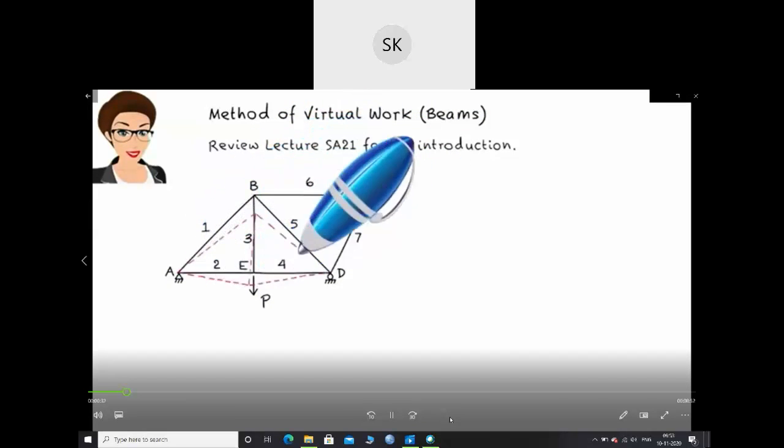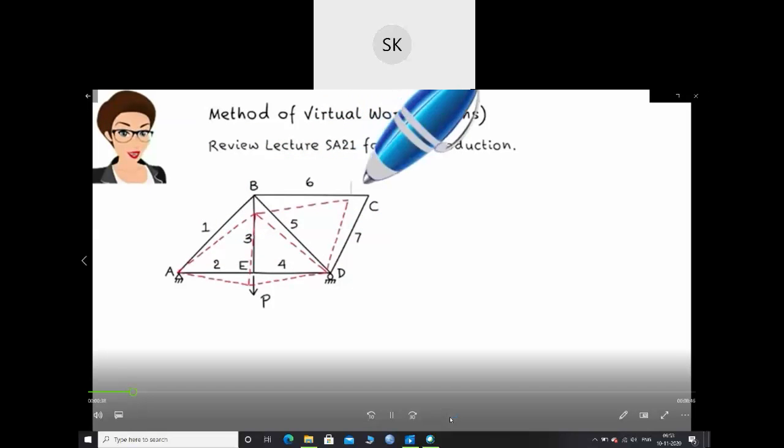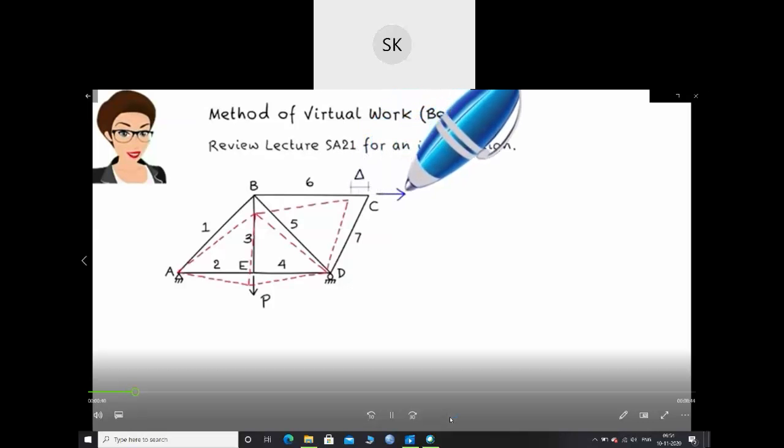To determine the joint displacement, say horizontal displacement at C, we place a virtual load at the joint. In this case, a horizontal load at C. Note that the direction of the load corresponds to the direction of the target displacement. If we are seeking to find a horizontal displacement, the virtual load should be horizontal. If we wish to calculate a vertical displacement, the virtual load must be vertical.